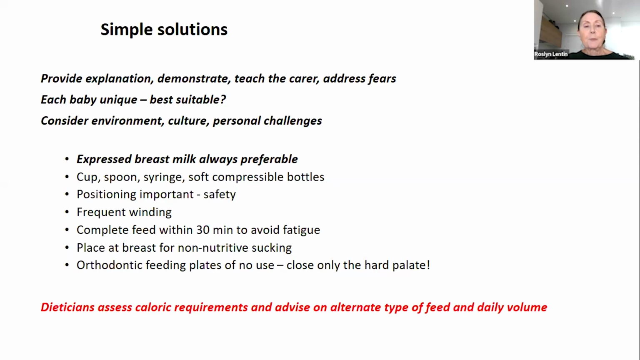Expressed milk is always preferable. We encourage expressing, and the implements are simple. You can use a cup, a spoon, a syringe. Soft compressible or valve bottles are commercially available, but of course are more challenging for sterilizing. We often do cup feeding in the more poorly resourced families. But again, you have to teach them about positioning the infant for safety, frequent winding.